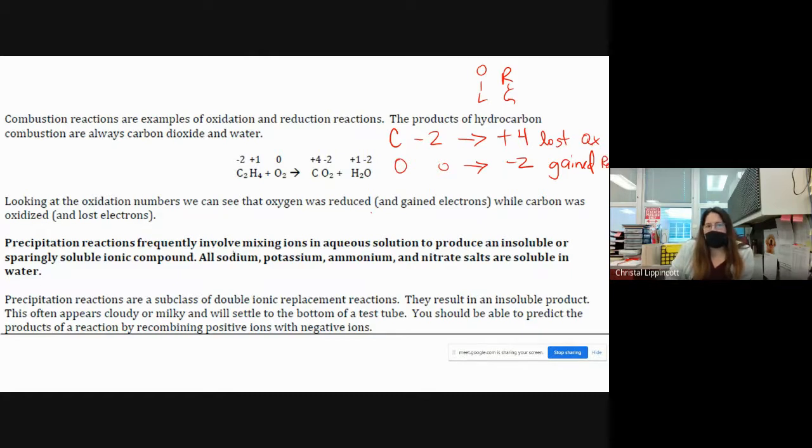Precipitation reactions frequently involve mixing ions in aqueous solution to produce insoluble or sparingly soluble ionic compounds. And this is your SNAP, which some of you forgot on your quiz the other day. So be careful with that, because I had some people telling me they thought silver nitrate was your product. If you would have paid attention to this, you would know that couldn't have been your precipitate because it had nitrate in it.